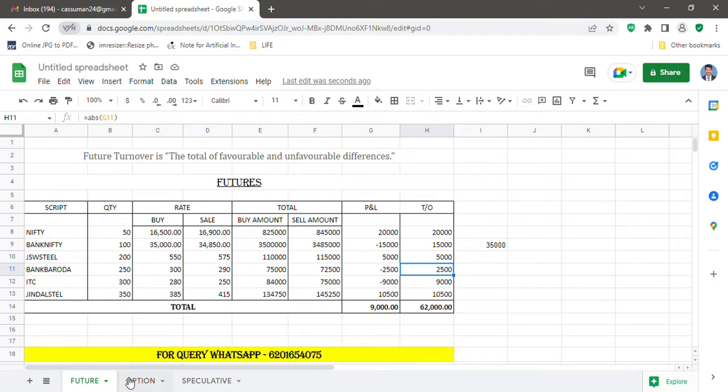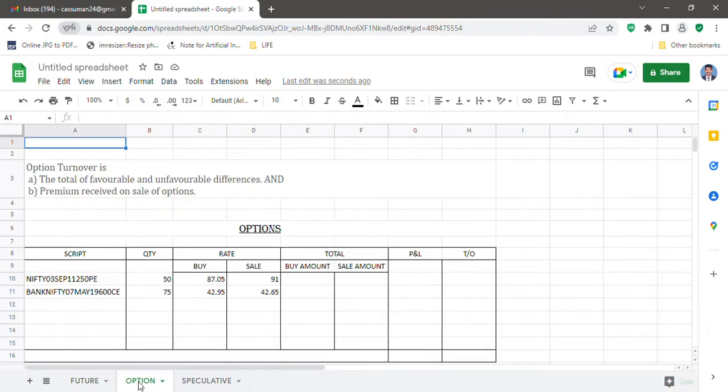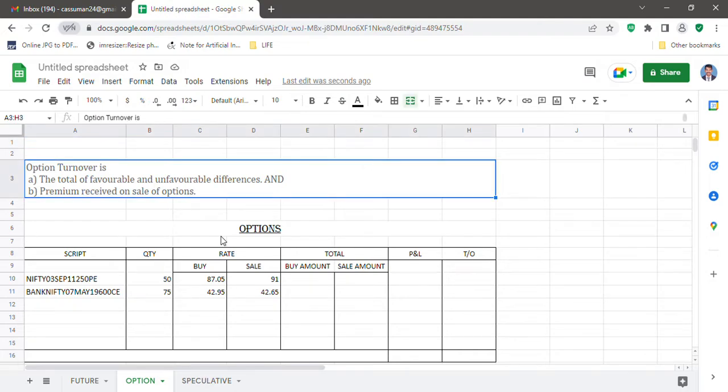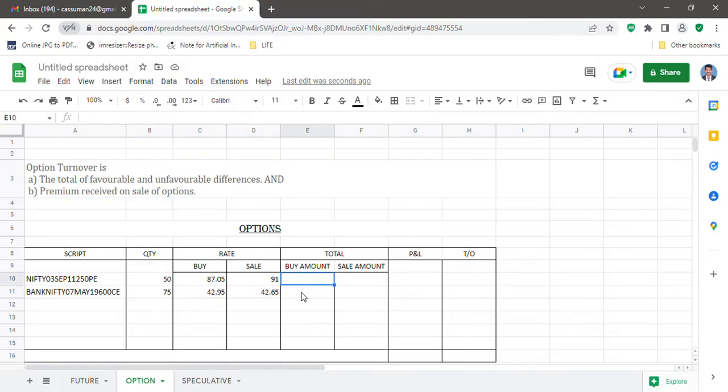Okay, options. Now we will calculate the options turnover. Okay, so the options turnover is the total of favorable and unfavorable differences that we did in case of futures. But here something more is added. In options turnover, one more thing is added, that is the premium received on sale of options. So how will we calculate it? Let's understand it through an example.